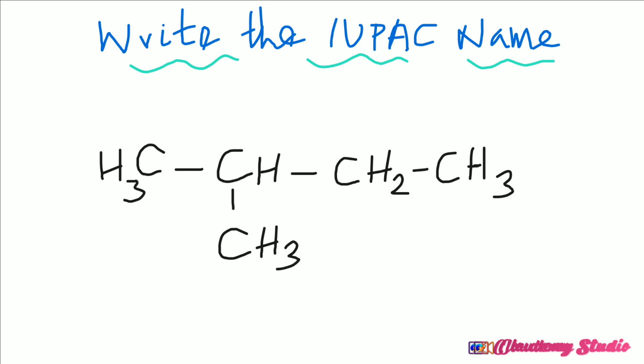After selecting the main chain, now we need to number the carbon atoms. Now there are two ends of this chain. One is from the right hand side we can number. Another one from the left hand side we can number. Can we number in any order? There is a rule we need to follow.